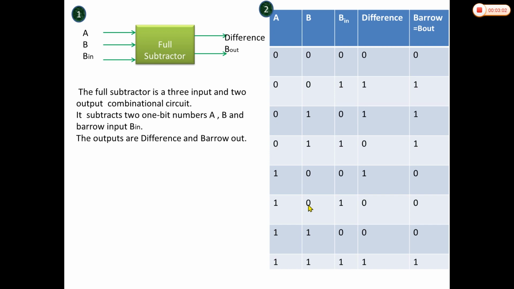1 minus 0. That is 1. 1 minus 1, 0. Difference is 0, borrow is also 0. Here 1 minus 1 equal to 0. 0 minus 0 equal to 0. So borrow is 0 and difference is also 0. 1 minus 1 equal to 0. Here we have to subtract 0, 1 from the 0. 1 minus 1, 0. 0 minus 1. So we have to take the borrow, that is 1. When you take the borrow, then the 0 will be 1, 0. 1, 0 minus 1 equal to 1.